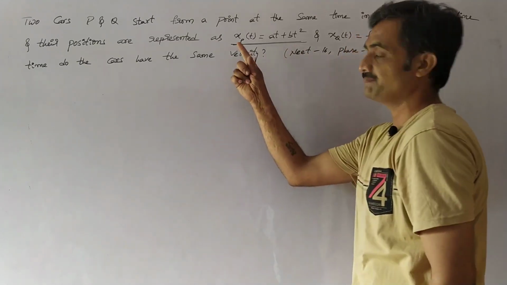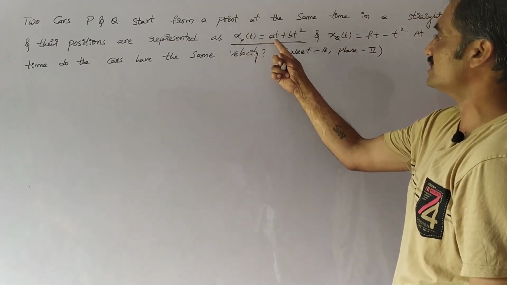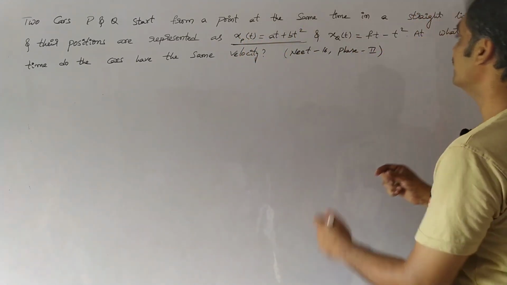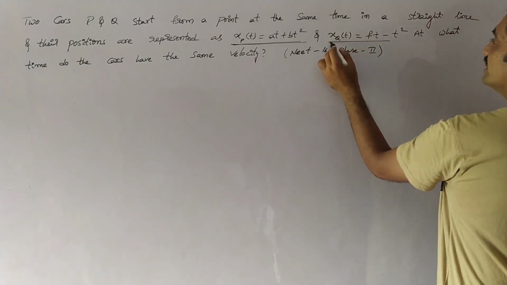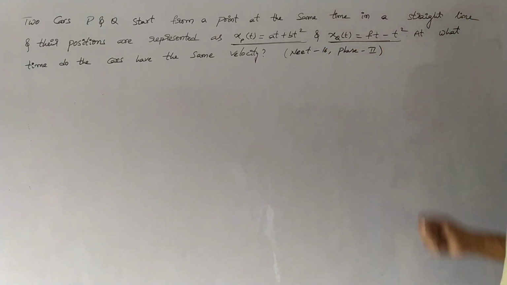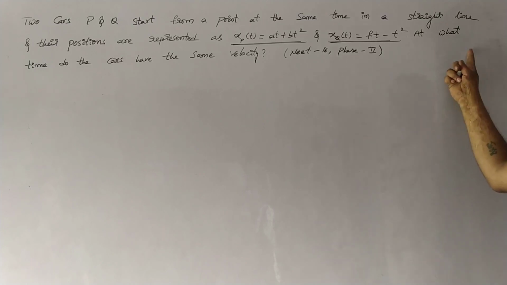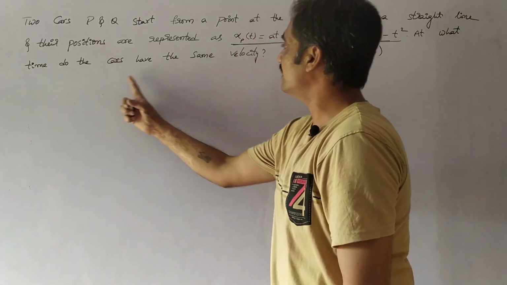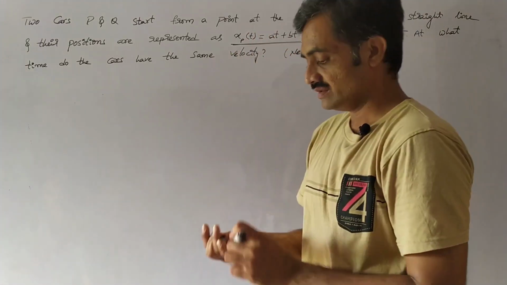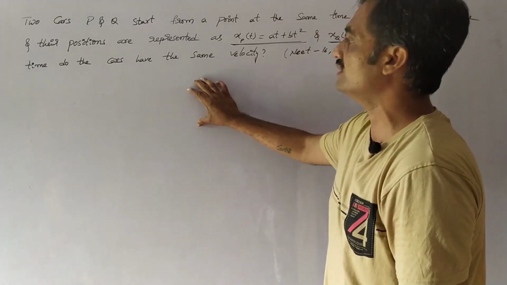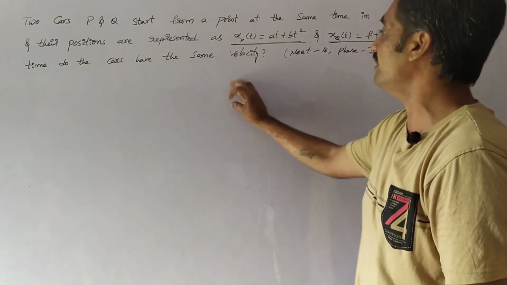The position of the first car is represented as x suffix p of t equals at plus bt square, and x suffix q of t equals ft minus t square. At what time do the cars have the same velocity? Now we have to find a particular time at which the two cars have the same velocity.